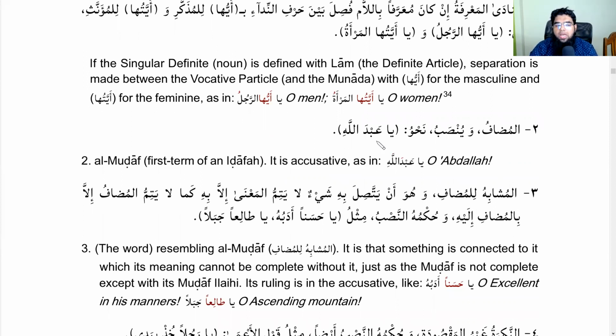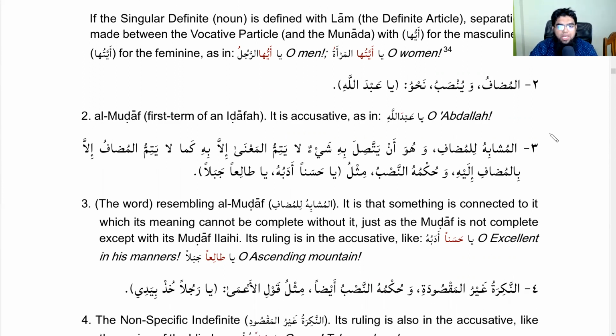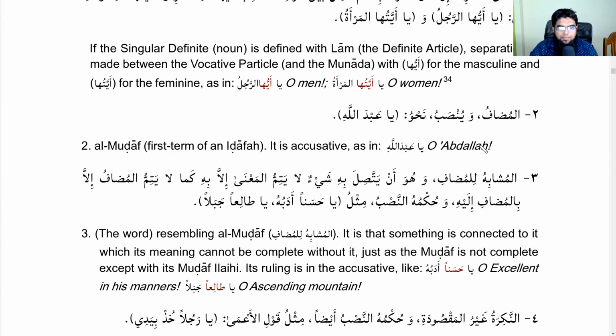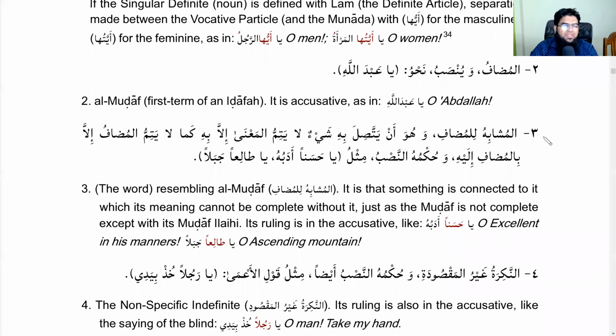And this should be known. Abdullah, for example, when you call him, it becomes Ya Abdallahi. Correct? Then we have al-mushabih lil-mudaf. And this is simple, right? Inshallah, if you've done the Madina books, you might already know this. Mushabih lil-mudaf is a word which is similar to mudaf.